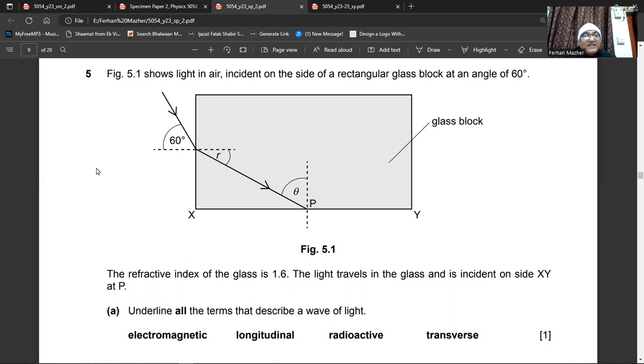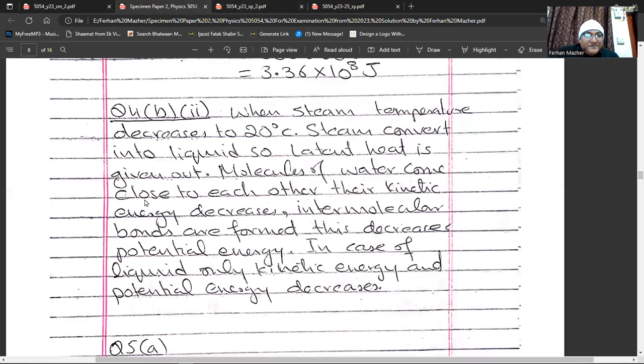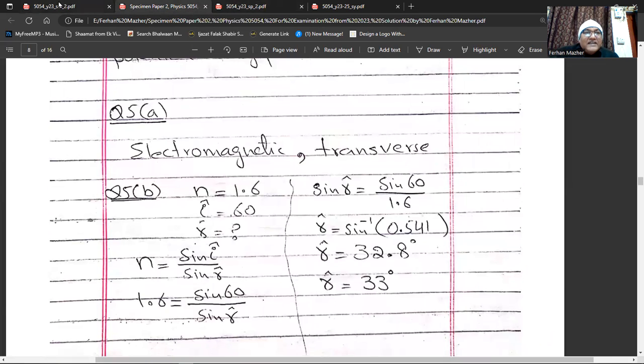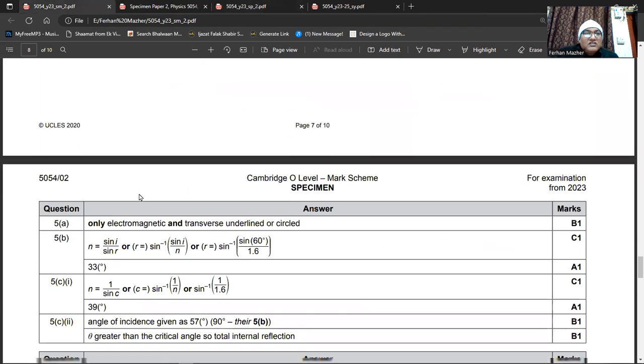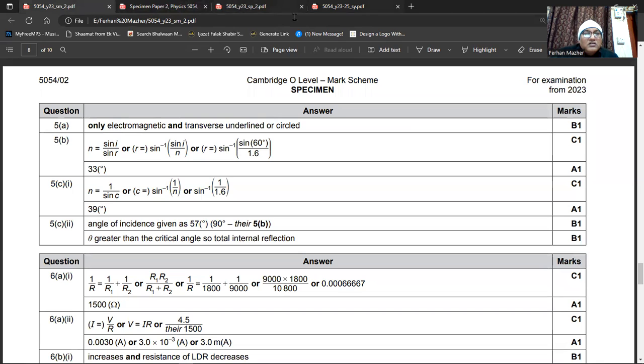Underline all the terms that describe a wave of the light. The wave of the light is a transverse wave and it's an electromagnetic wave. So I will underline electromagnetic and I will underline transverse. So you can see, electromagnetic and transverse.